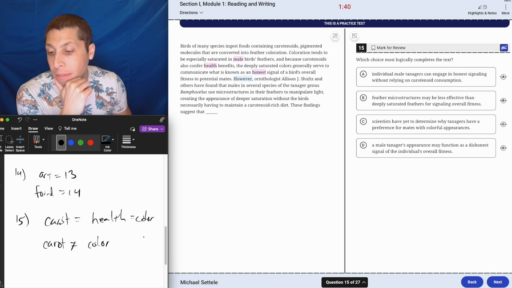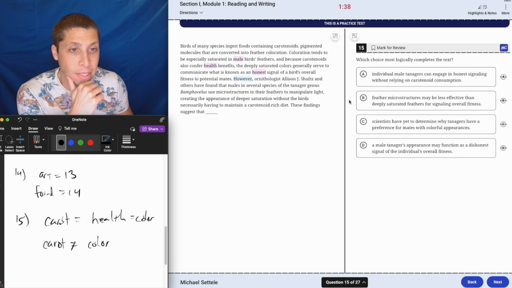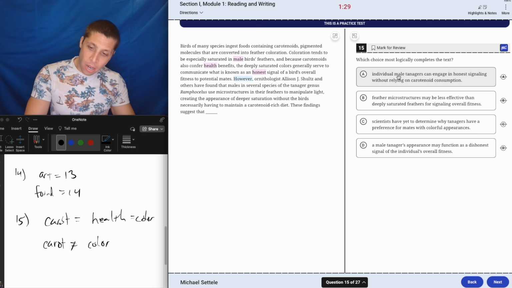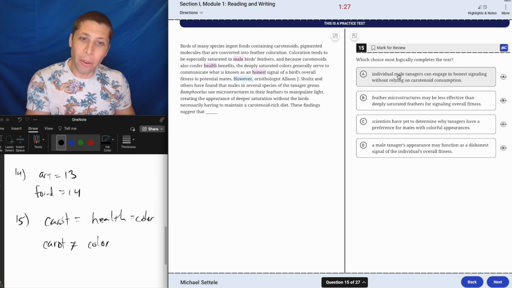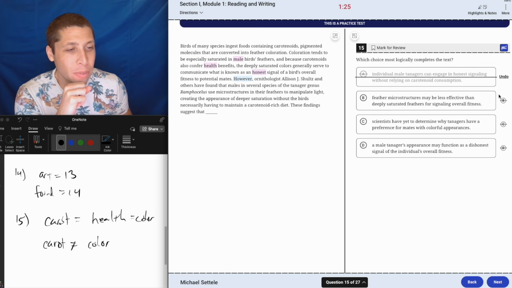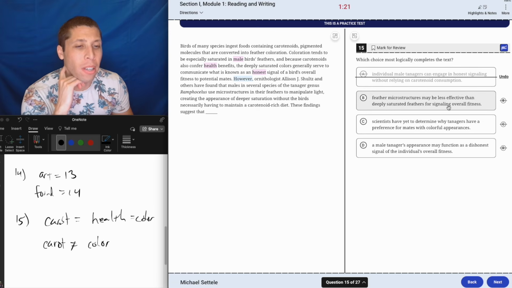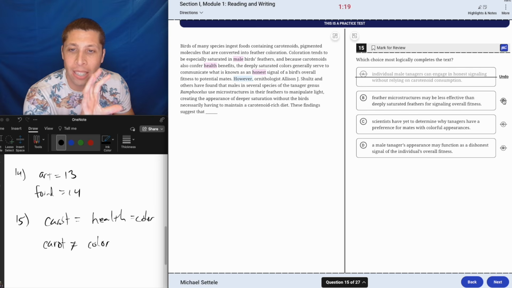So maybe, I don't know, that honest signal thing sounds important. These findings suggest that individual male tanagers can engage in honest signaling without relying on carotenoid consumption. No, because we don't know if they're actually healthy or not. So we don't know if it's honest. Feather microstructures may be less effective than deeply saturated feather. No, because we're not contrasting and ranking the two things.